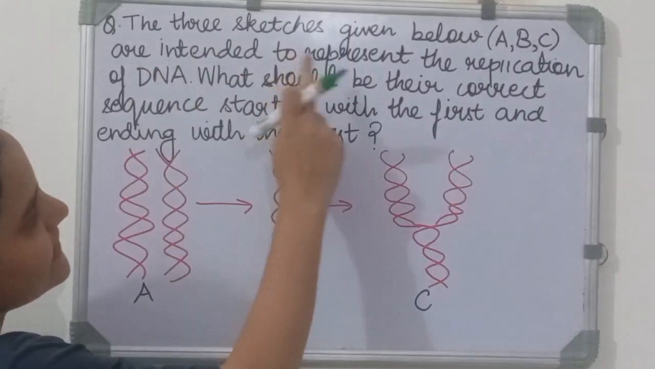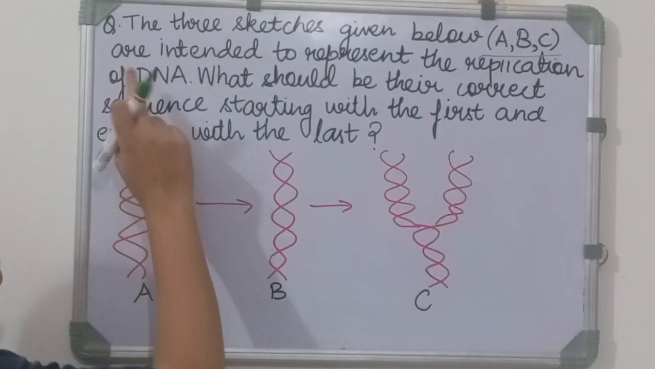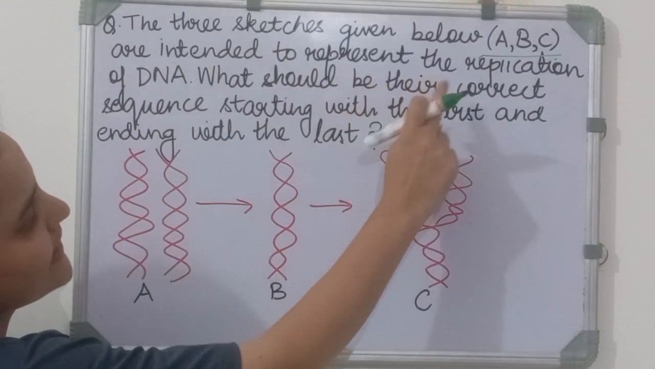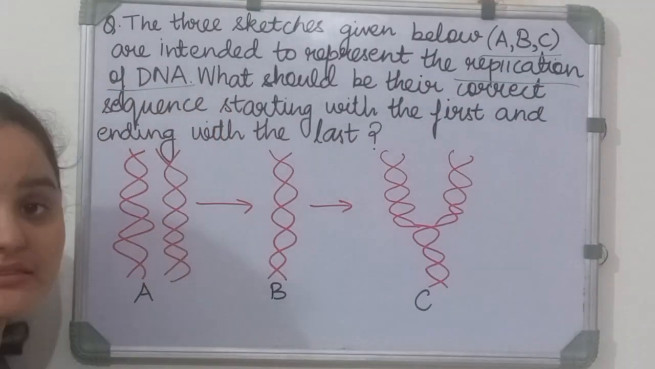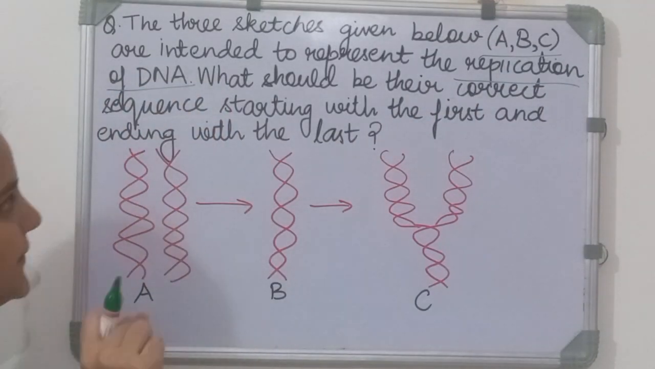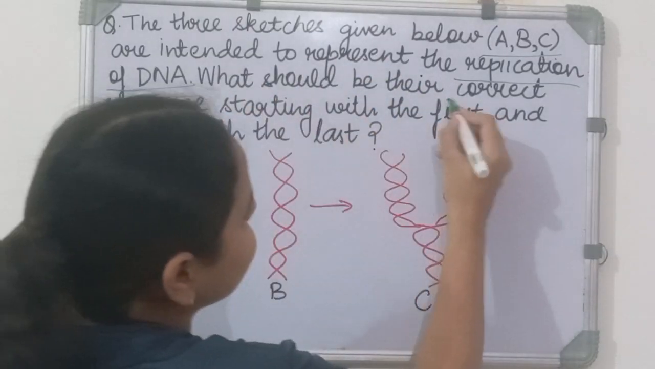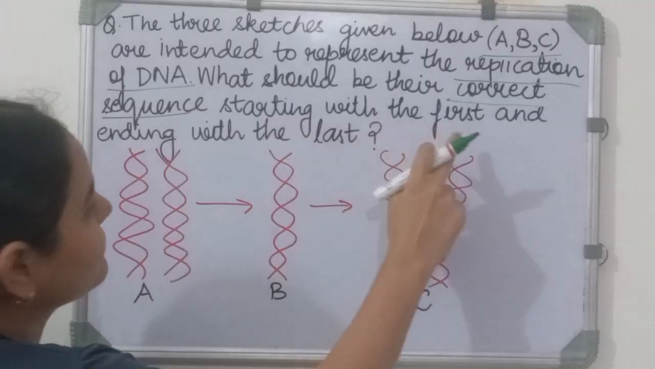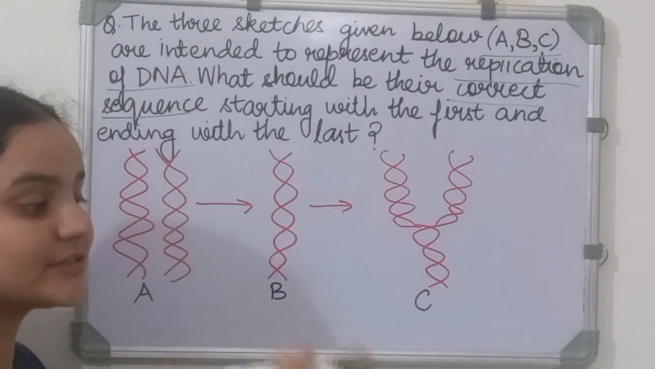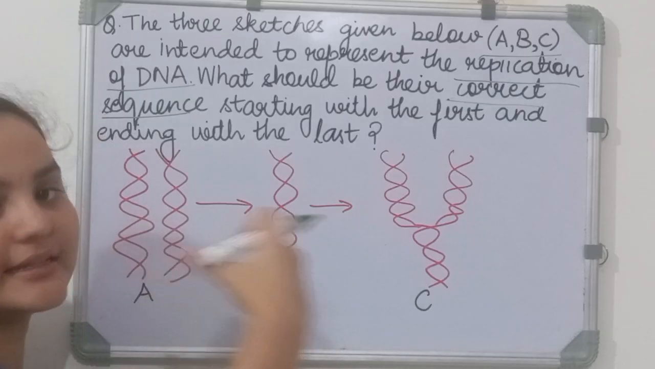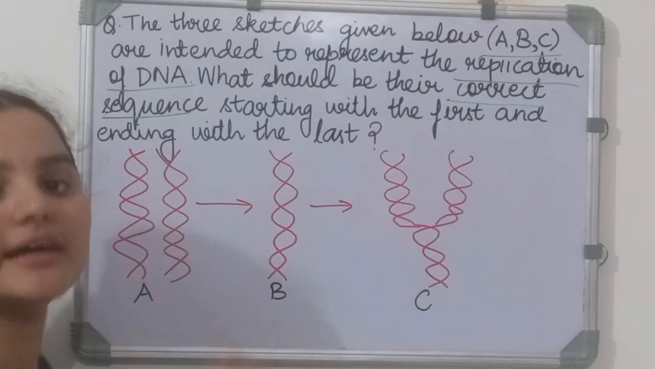The three sketches given below A, B, C are intended to represent the replication of DNA. It is representing the replication of DNA, means the synthesis of new DNA. What should be their correct sequence? It is asking correct sequence, starting with the first and ending with the last. Okay, it is asking which step will occur first, then the next step, and after that the next step. So we just have to tell the correct sequence.